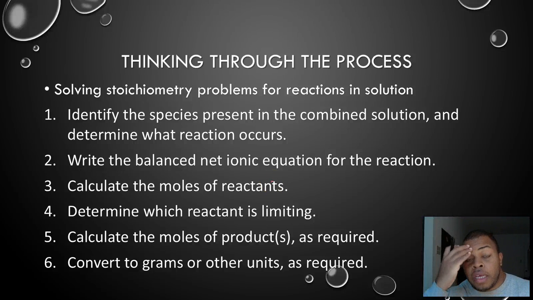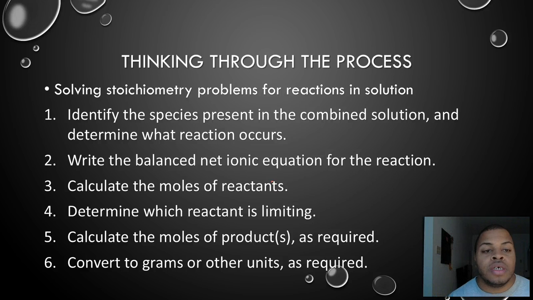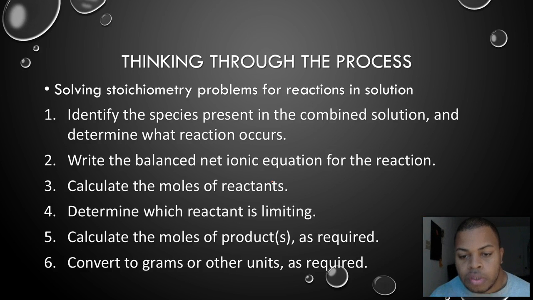Alright, welcome back everybody. As I promised, I would come back with some more examples that we could run through so you get an opportunity to see how exactly you're going to work through these types of problems. So again, this is for solution stoic, and we want to look at these couple of things. First, we got to identify the species that are involved, see what we're actually going to make out of this. We're going to write our balanced net ionic equation, calculate the moles, determine which is limiting, and then convert to our final unit of what we need, whether it be volume or grams or whatever the situation may be.